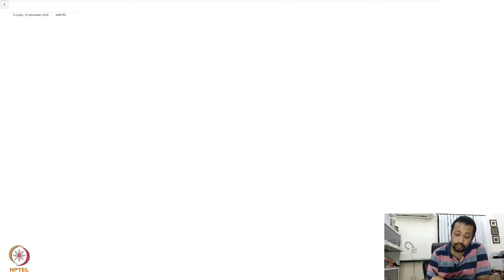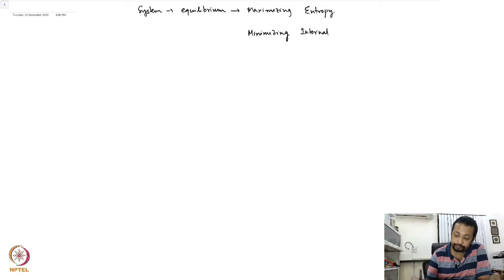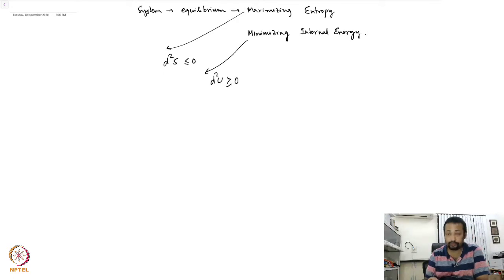Welcome back. So we looked at the stability criteria for a thermodynamic system, and we essentially said that a system goes into an equilibrium by maximizing entropy, or alternatively minimizing internal energy. Now this we had seen in the earlier lecture would mean that d2S must be less than or equal to 0, and this means that d2U is greater than or equal to 0.